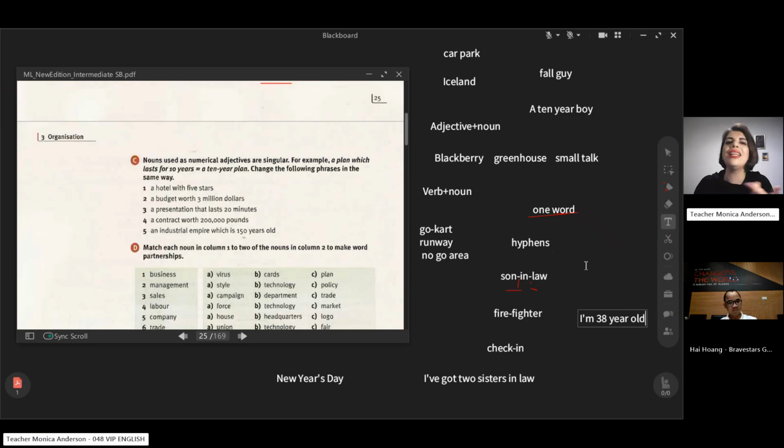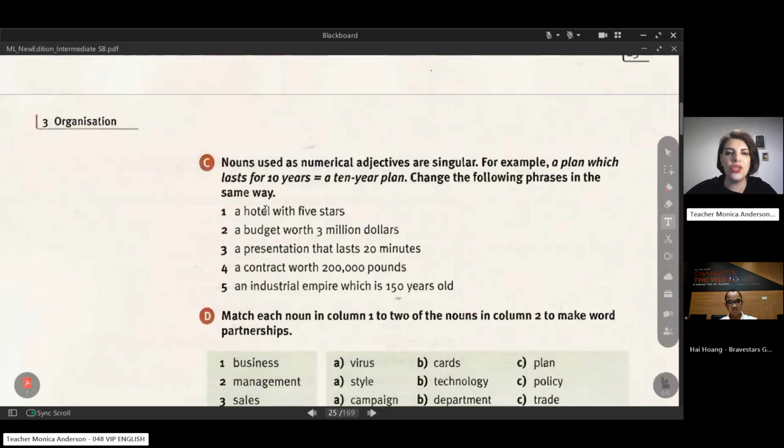Because of this, I can also say year old, not years old. In colloquial English, we say years. It's okay, definitely right. But if you want to think about which one is correct, you can also say year. Year is used as an adjective. And we can change a hotel with 5-star, you can remove it, and say a 5-star hotel. That's really easy. You can use the phrase or noun after with as an adjective for the first one. Well, now, number 2, a budget worth $3 million.